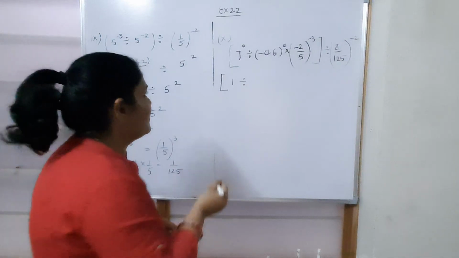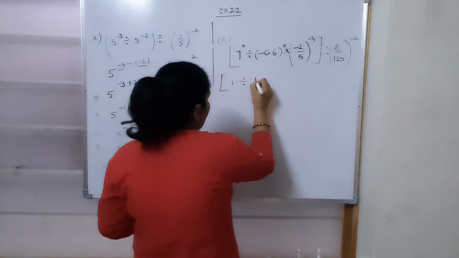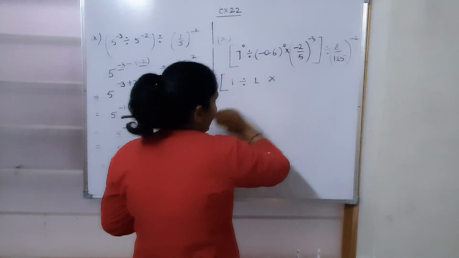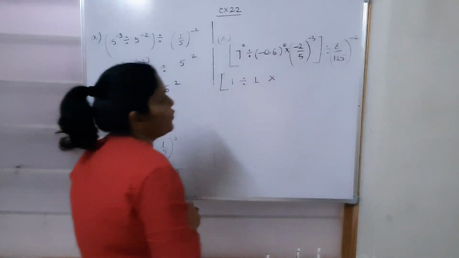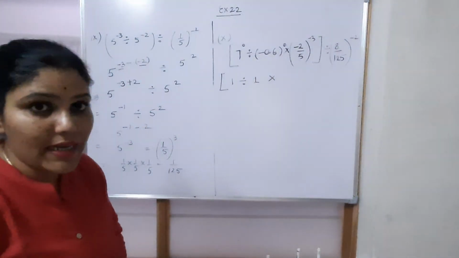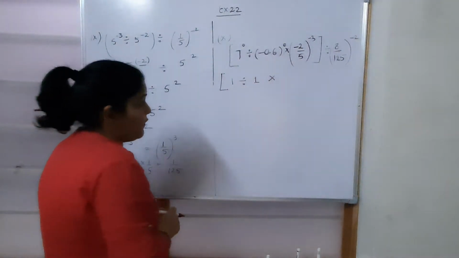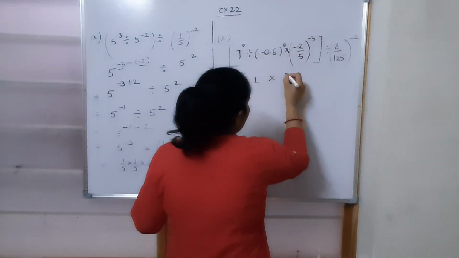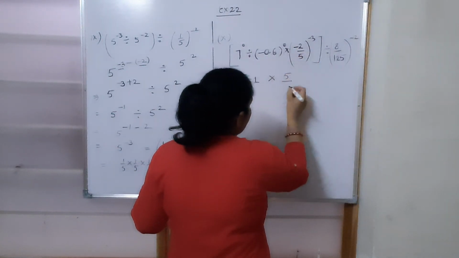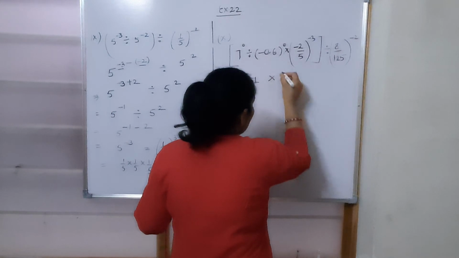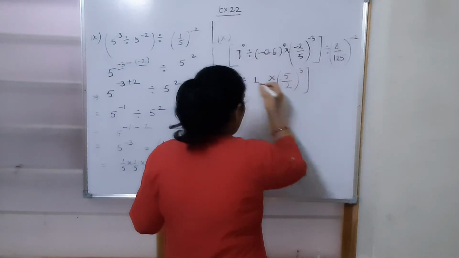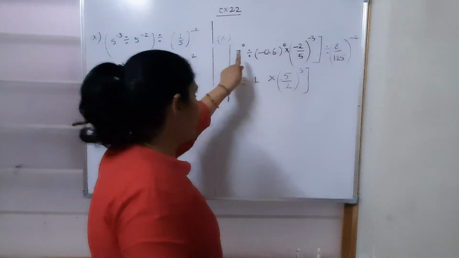It is again 1. Then multiply sign, minus 2 upon 5 whole raised to the power 3. To make it positive, we will write this as minus 5 upon 2 whole power 3, bracket close. I am just solving it step by step.